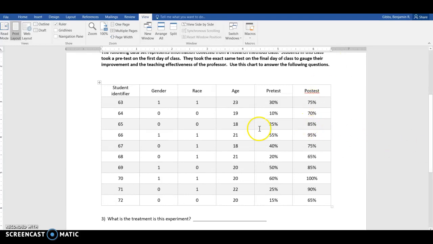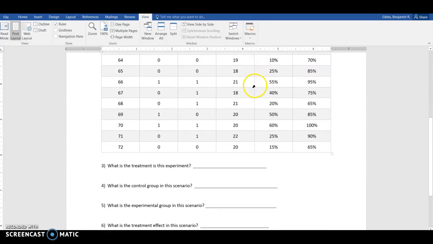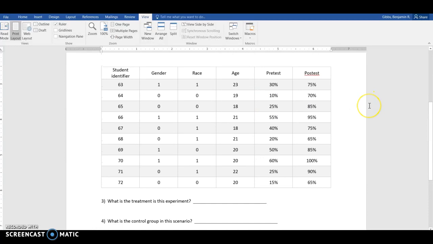So what we get from this particular statement is an answer to number 3. What is the treatment effect? What is the treatment in this experiment? It is taking the course. The research methods course in the 16-week semester is the treatment to this particular experiment.